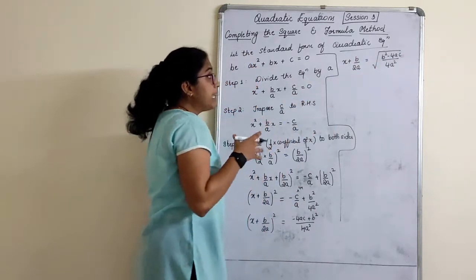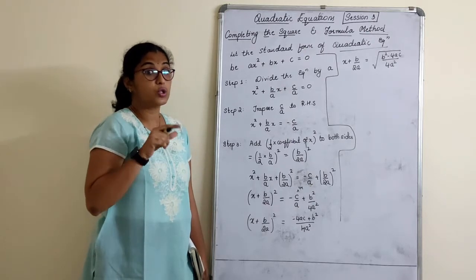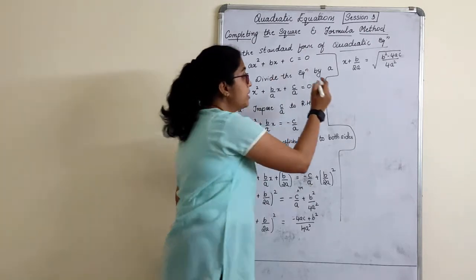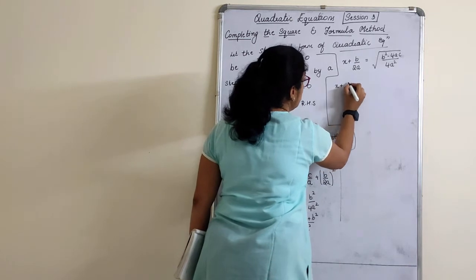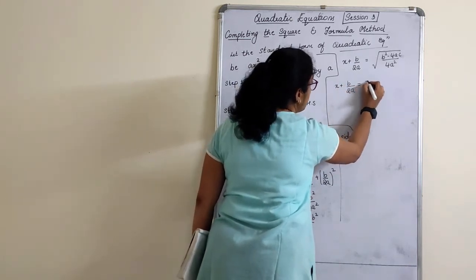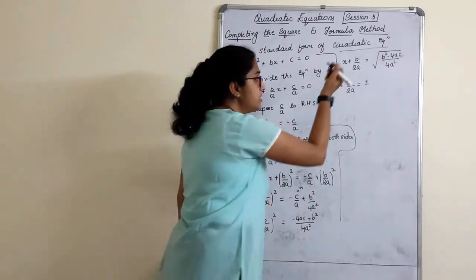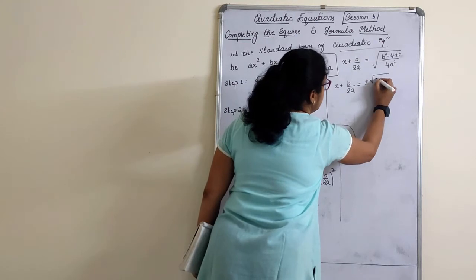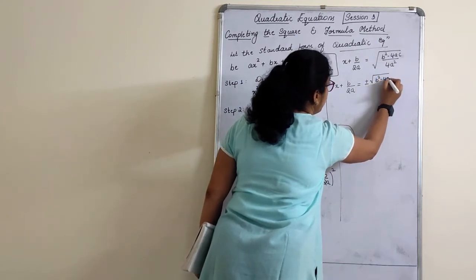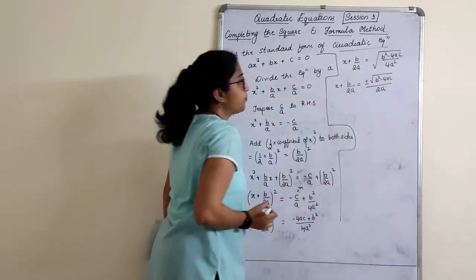Now the numerator as it is, we cannot do anything. Look at the denominator, 4a square. The square root of that is 2a. So x plus b upon 2a is equal to, always a square root has two answers, that is plus or minus root of b square minus 4ac divided by 2a.